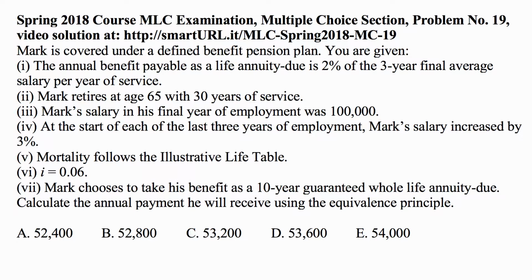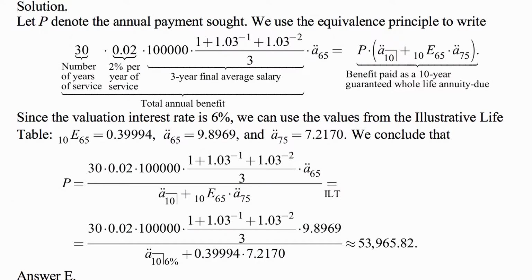Mortality follows the illustrative life table. Interest rate is 6%, which is the rate used for calculation of actuarial present values in the illustrative life table, so we can use the values from the life table for actuarial present value of life insurance or life annuity. And then Mark chooses to take his benefit as a 10-year guaranteed whole life annuity due. Calculate the annual payment he will receive using the equivalence principle. So let's write P for that annual payment that we're seeking.